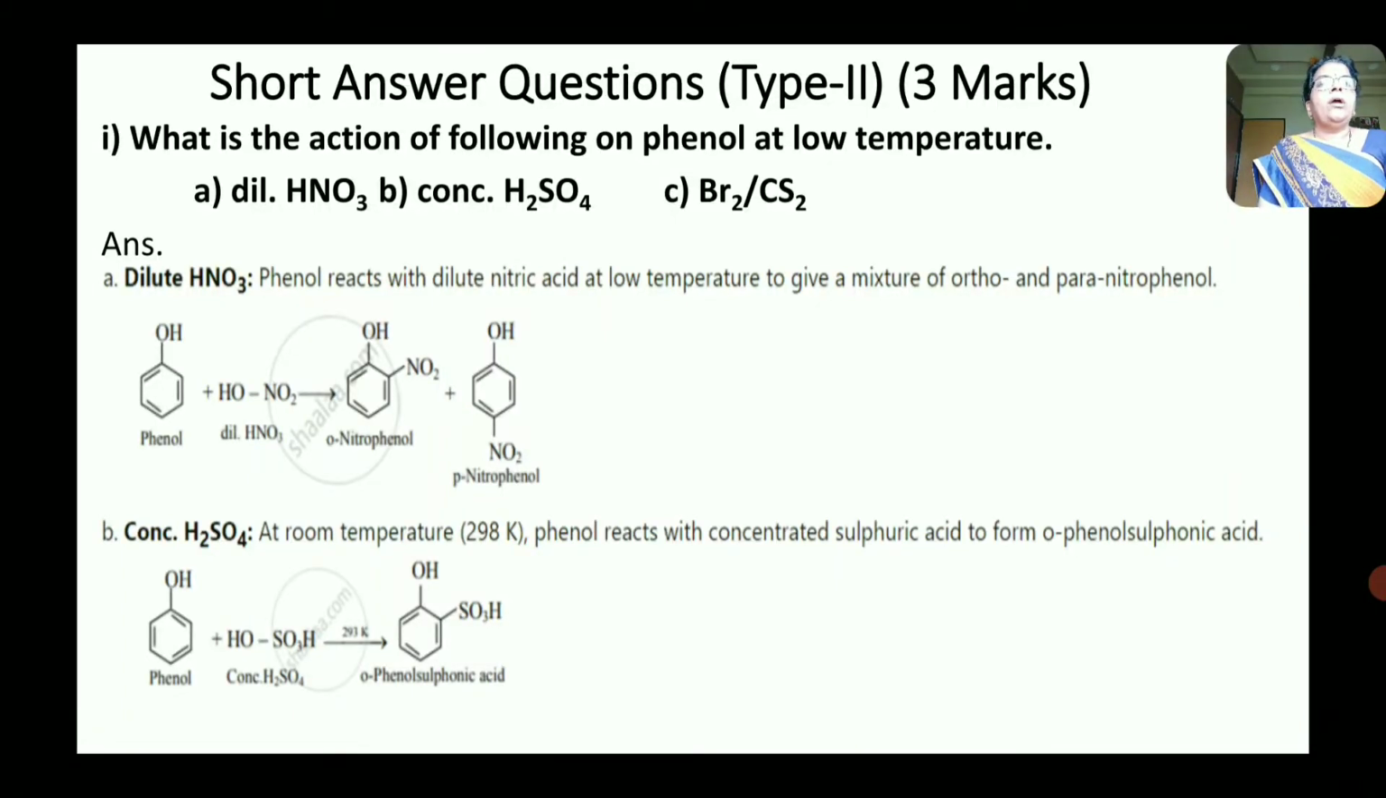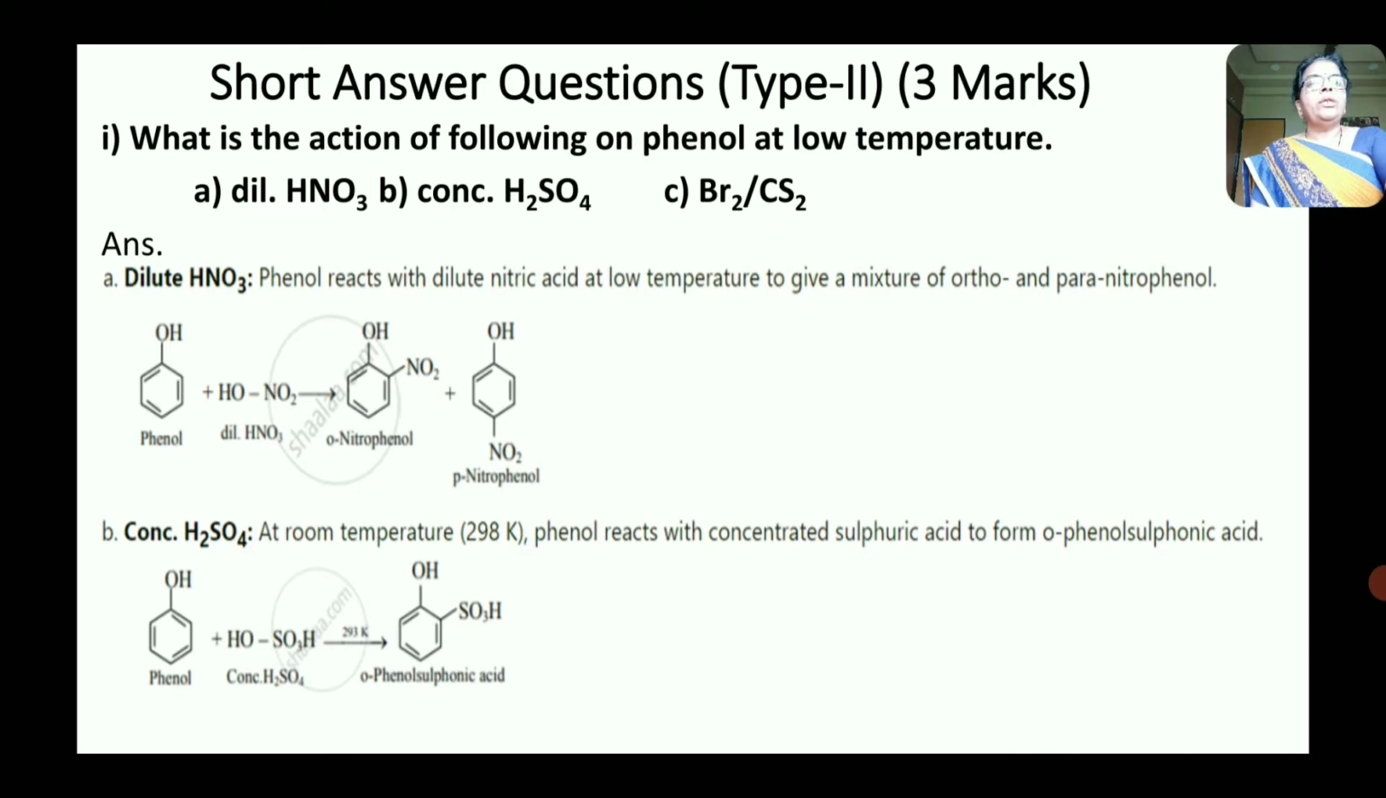Next, now the next type of question, that is short answer question type second, which carry 3 marks. These questions are asked in section 3. Now in which first question, what is the action of following on phenol at low temperature? Now first reagent is dilute HNO3, second reagent is concentrated H2SO4, and third is Br2 in CS2. Now each reaction carry 1 mark.